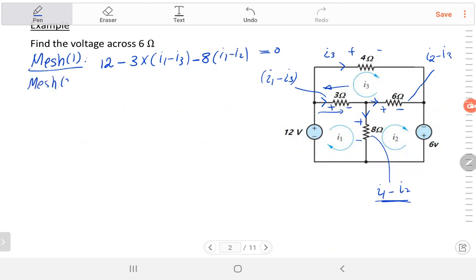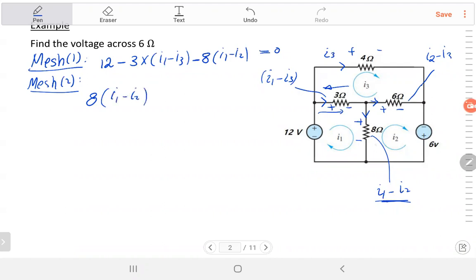Mesh number 2. This one. Choose any one reference. You don't have to choose the voltage source because maybe you'll find a loop or a mesh without a voltage source. For example, I'm going to choose the voltage across 8 ohm as my reference, with the positive at the top and the negative at the bottom. What is the voltage across 8 ohm? It's 8 times the current. The current is equal to I1 minus I2.